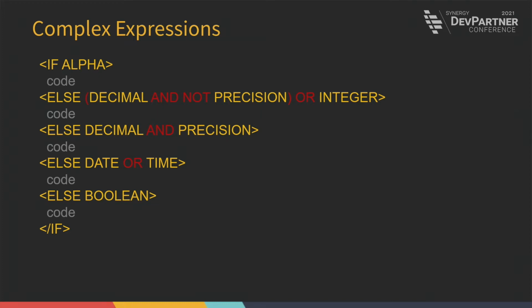But also you can now have complex expressions. So you can do things like if it's alpha, else if it's decimal but not precision, or it's an integer type. So it's a decimal, not an implied decimal, or an integer. Otherwise, if it's a decimal and precision, in other words, it's an implied decimal. Otherwise, if it's a date or a time. Otherwise, if it's a Boolean, and so on. So you can really get quite complex in what you are able to achieve with the output from these templates.